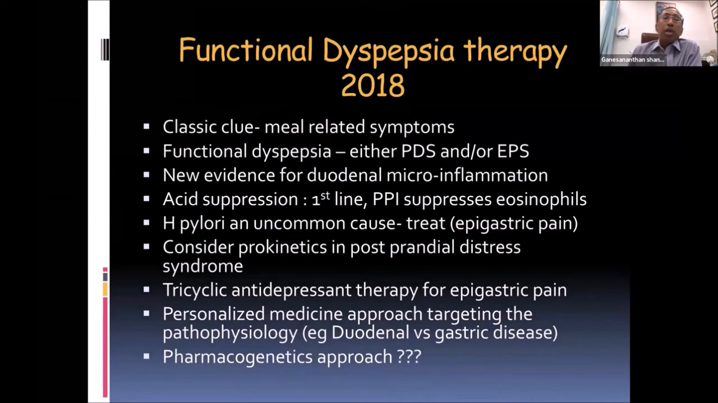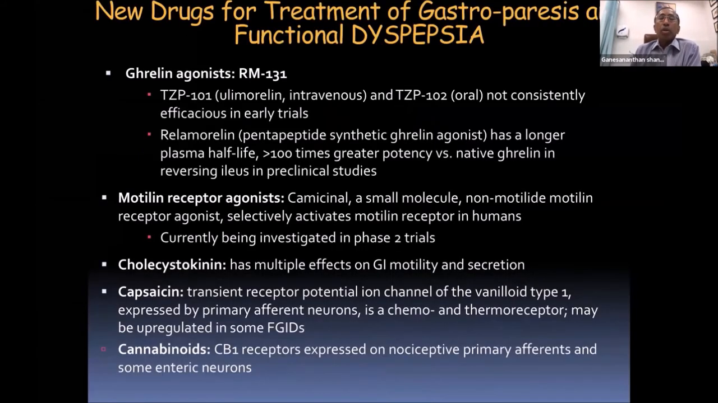So, functional dyspepsia, as far as we are concerned in this era, there's a lot that we need to learn. There is a diverse group of diseases, just like irritable bowel syndrome. A lot to be learned. Newer drugs are on the horizon. And I'm impressed with cannabis and cannabinoids. That may come out later, a specific receptor to cannabis.